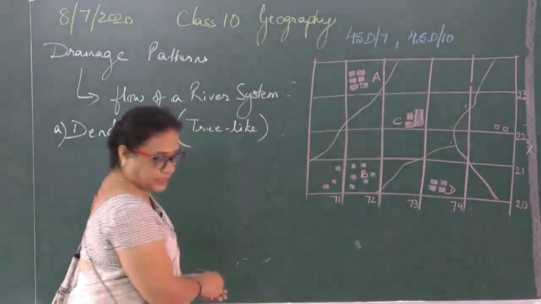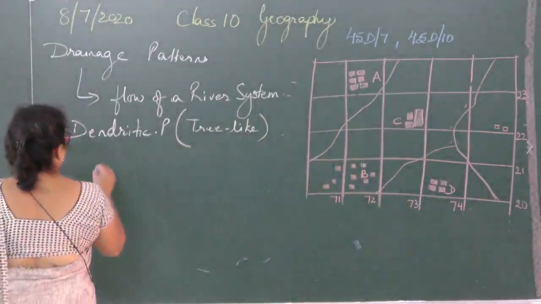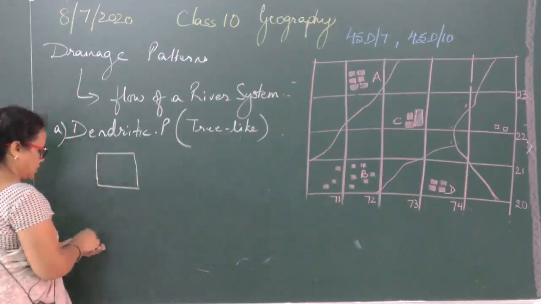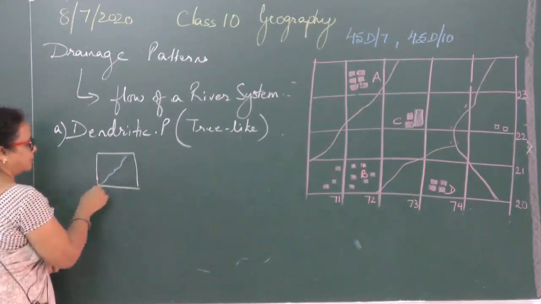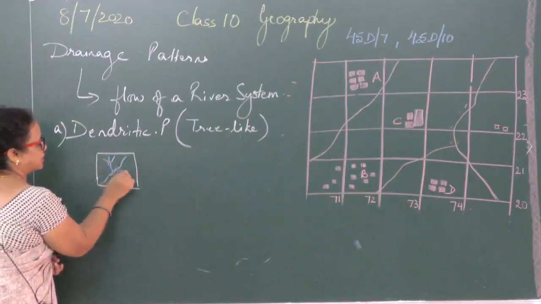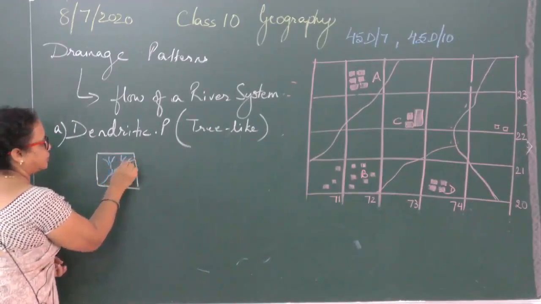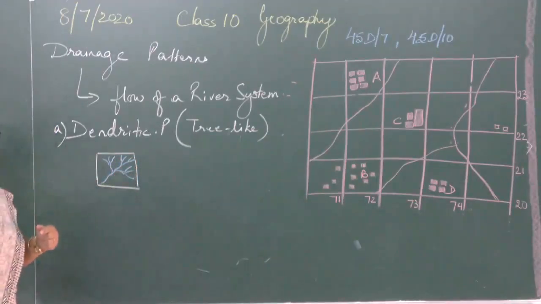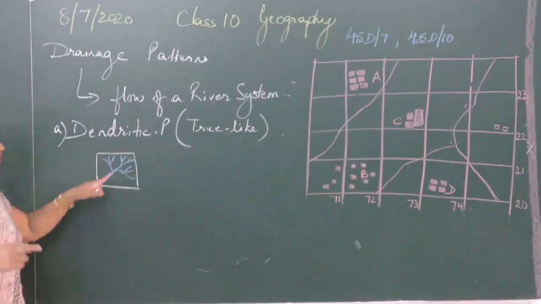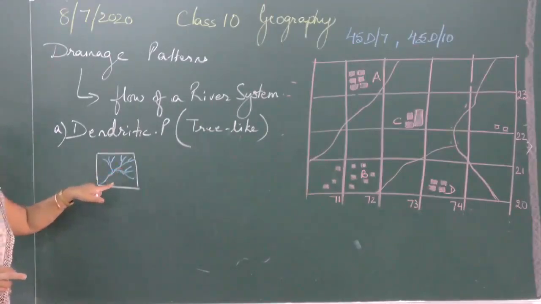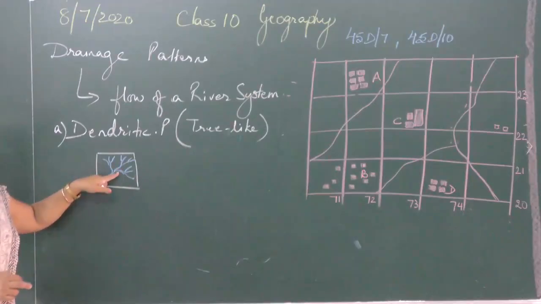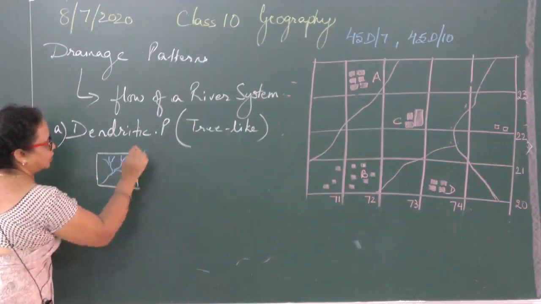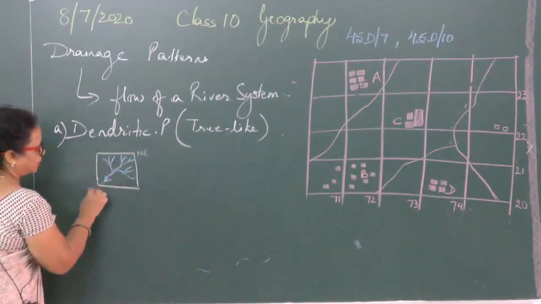Here, dendritic pattern, see how it looks. You can make a small box for practice work, and this is the main river, and the tributaries are like this. These are like the branches of a tree. Can you see? Clear? And these branches are forming acute angles. Please remember, these branches are forming acute angles. This is one method of knowing the direction of the river. The acute angle is facing towards the northeast, so we say the river is flowing towards the southwest.